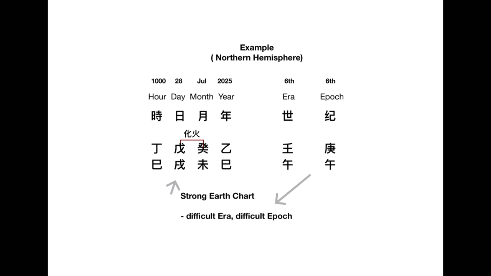And in this case, we can see that because of the Wu, it would be a difficult era and epoch. However, it would be sort of 50-50 because we do have Ren and Geng in the heavenly stems, which are useful to this particular chart. So I would say that it would be a 50-50 situation in terms of the difficulty or the easiness of the era and the epoch for someone born on July 28th, 2025.